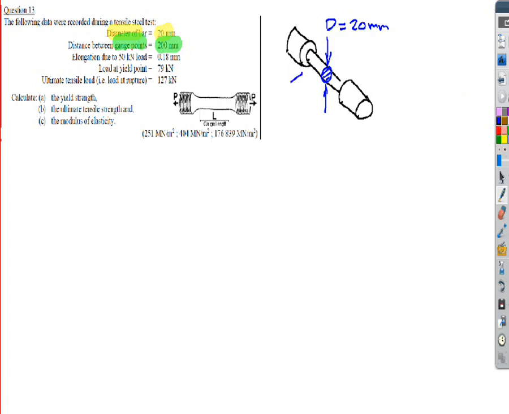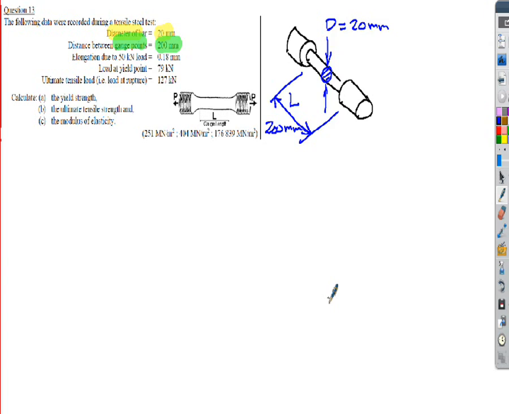So this length across here, I'll draw it out here. That's basically the length of the bar, but it's a specimen here. So that's L, to use the symbol, and that's 200. And again, I'm going to work in millimeters in this case, 200 millimeters. Now, we're also given some information. At 50 kilonewton load, we had an extension of 0.18 millimeters. That's interesting information. That'll be useful in a moment.